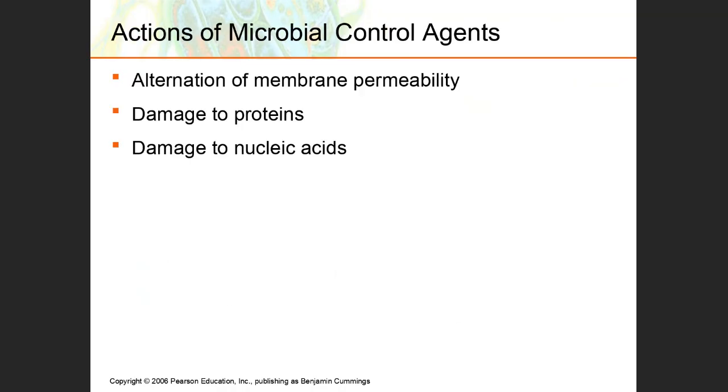So we know there are many targets, right, on bacteria in particular, like the membrane, right? If you make the membrane permeable, the cells will leak. We have a lot of techniques for denaturing proteins, also nucleic acids, so we can kill microorganisms in those ways.